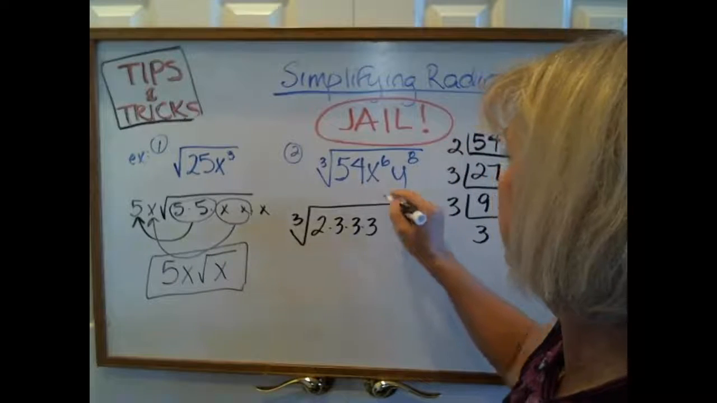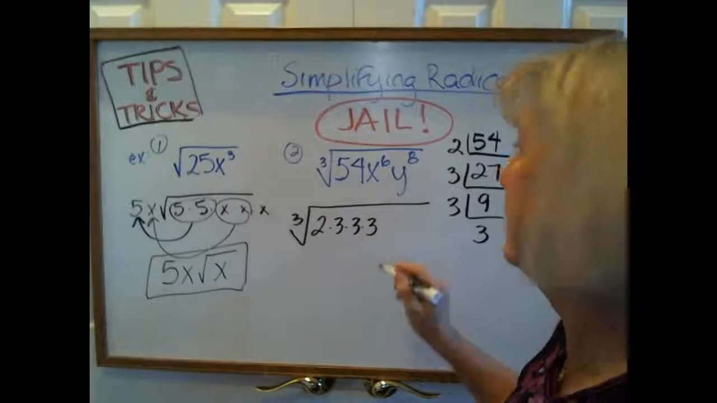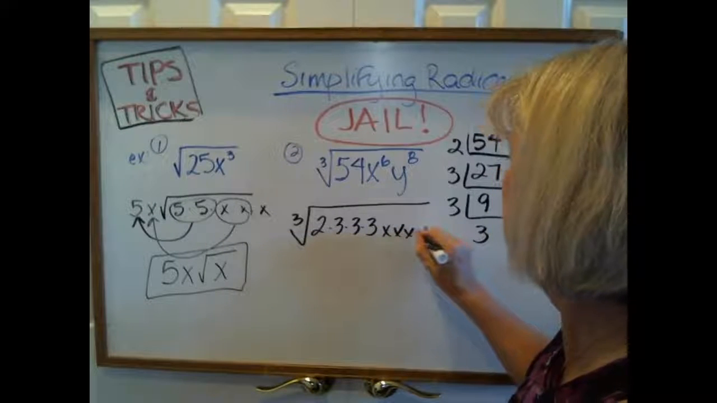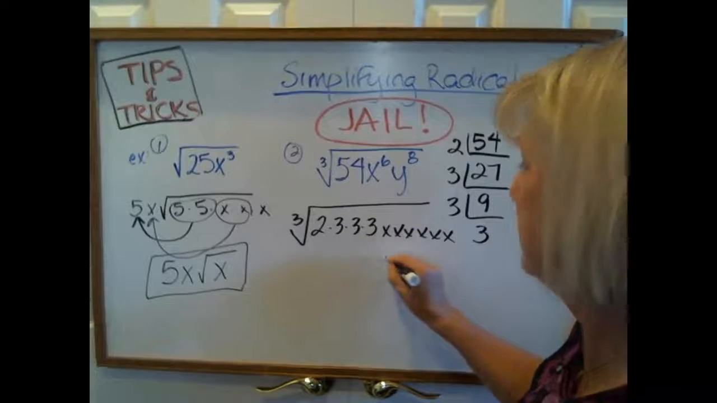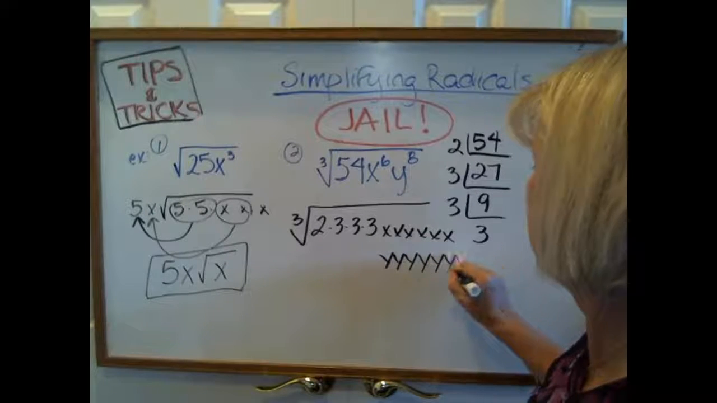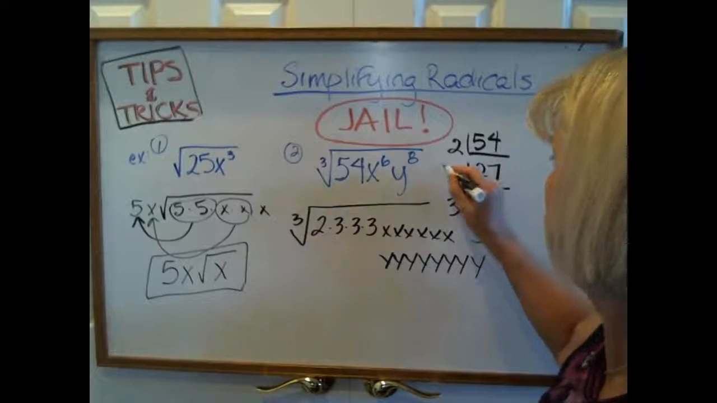And then we have x to the 6th and y to the 8th. So we have 1, 2, 3, 4, 5, 6. And then I'm going to just write it under here. 2, 3, 4, 5, 6, 7, 8 y's.